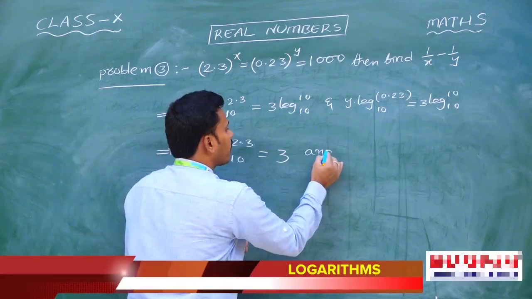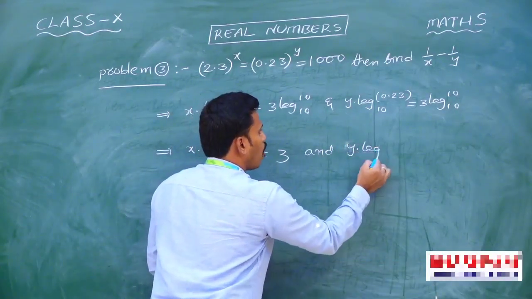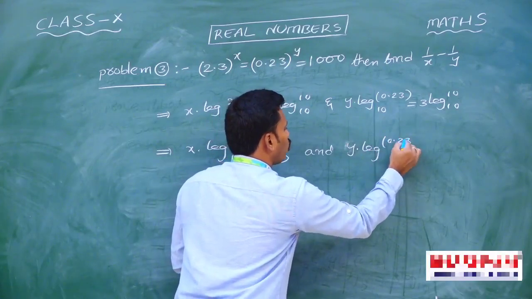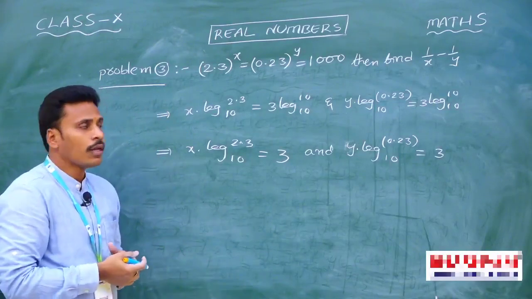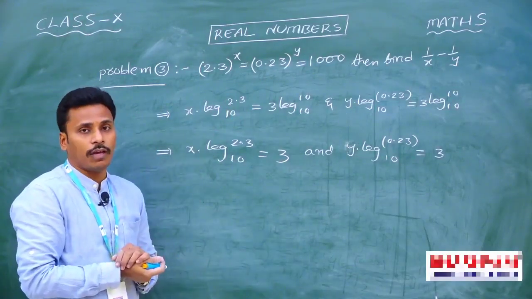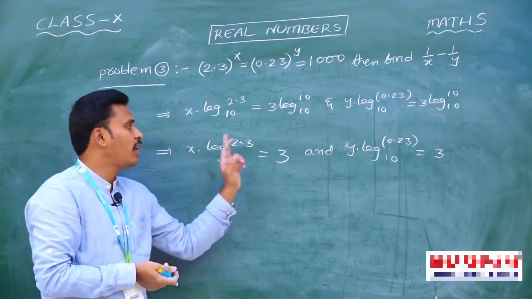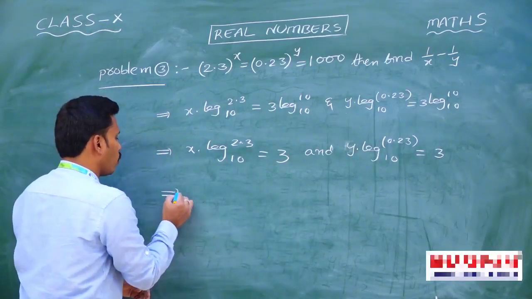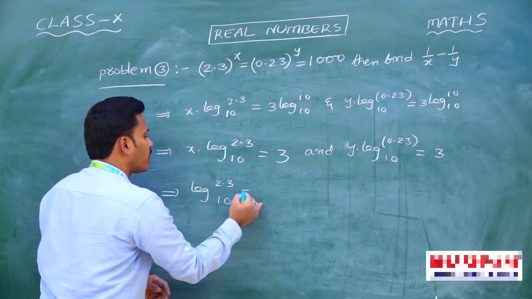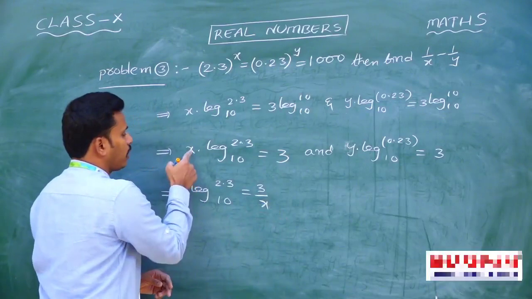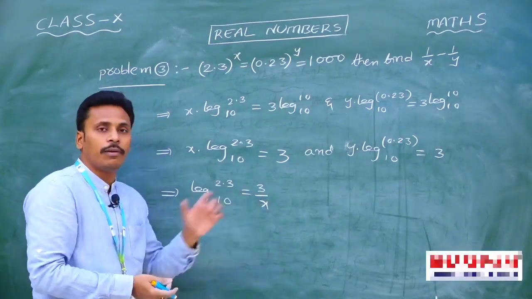And the second equation is what? y times logarithm of 0.23 base 10 is again 3, because log 10 base 10 is 1. So I need to find 1 by x minus 1 by y. So send x this side and y also that side. So we have logarithm of 2.3 base 10 is equal to 3 by x. If you send x that side, this logarithm of 2.3 base 10 is 3 by x.